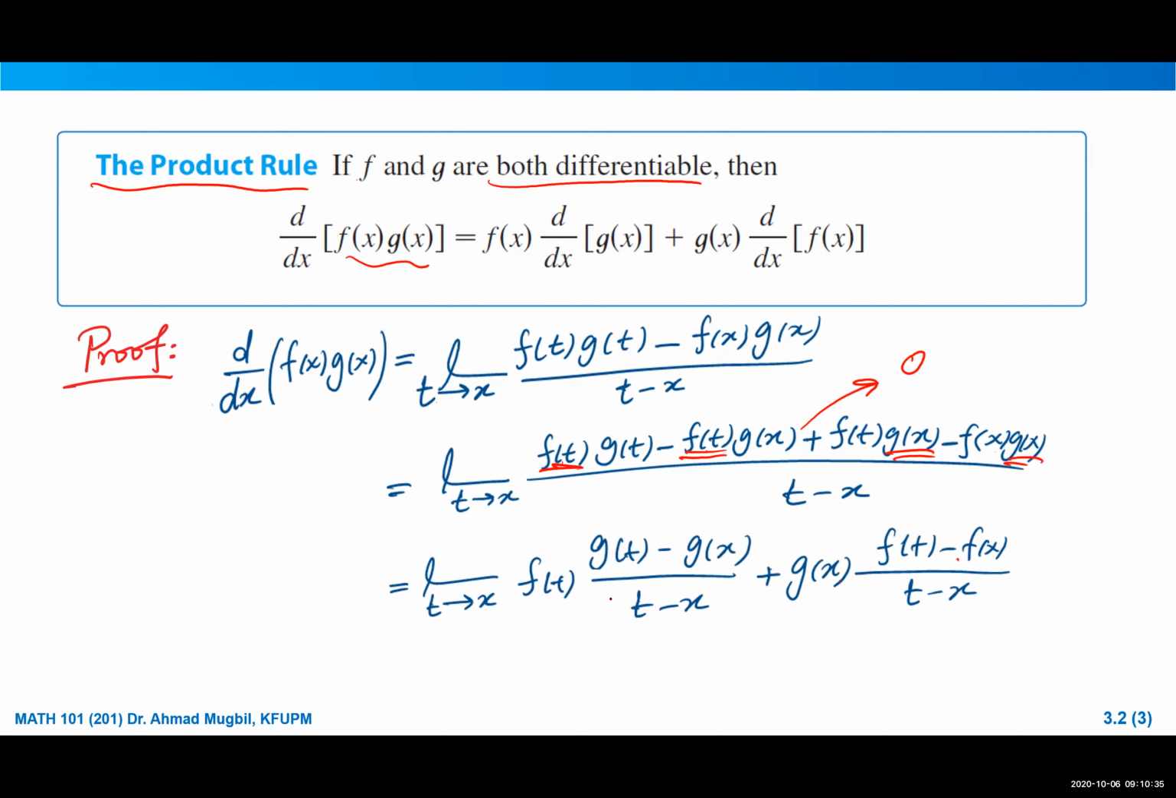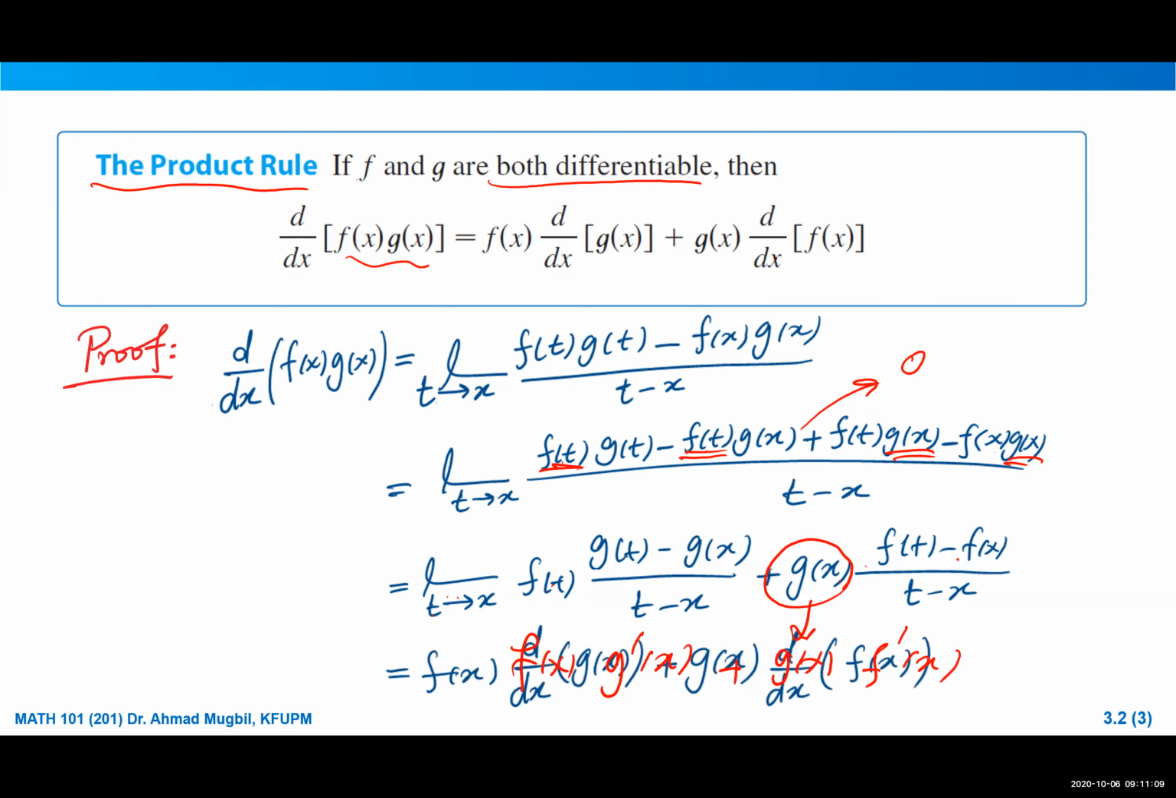Now if you distribute the limit, if you take the limit, this will be what? This will be f of x, if t goes to x. Now what will this be? When you take the limit of this, it will be 0. The derivative of g, you know that according to the definition of the derivative. And again, if you distribute the limit here, you will have the same function again. And if you take the limit here, it will be the derivative of f. And that's it. So we proved the product rule.